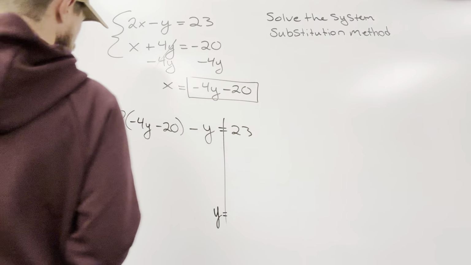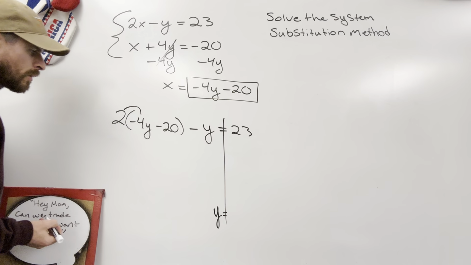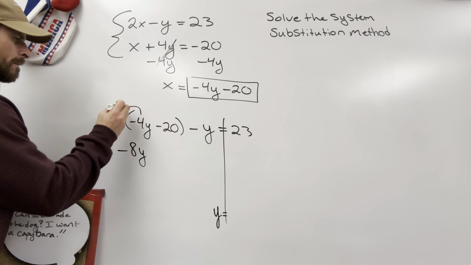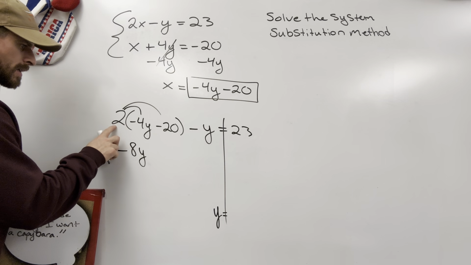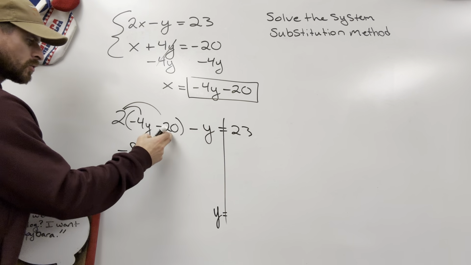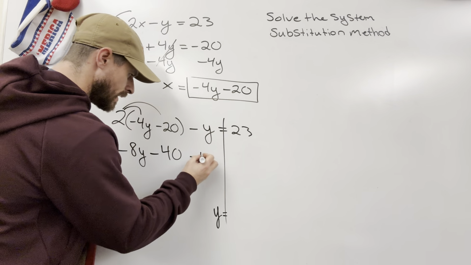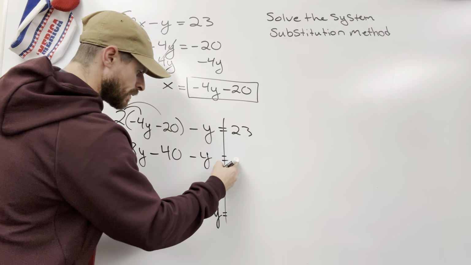I'm interested. I'm intrigued. 2 times negative 4, that's a negative 8. Make sure the y stays attached. 2 times negative 20. Positive times a negative is a negative. 20 times 2 is 40. Bring down negative y. 23 comes down.